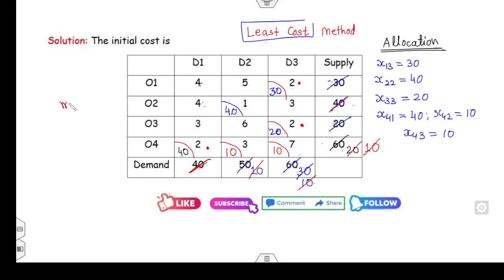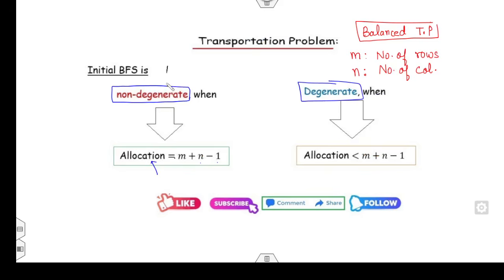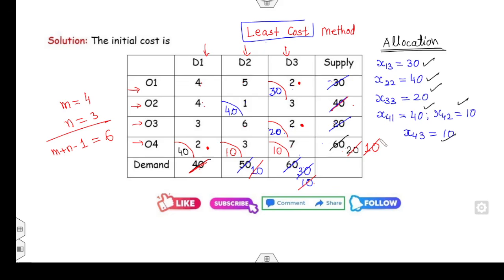In this particular example, what is the M? How many rows are there? 1, 2, 3 and 4. Number of the columns are 1, 2, 3. So therefore, what is the value of m plus n minus 1? That is my 6. And you can see allocations are 1, 2, 3, 4, 5, 6. So you can see they are the same and hence the allocations are non-degenerate. And our target is also to find the non-degenerate solution.